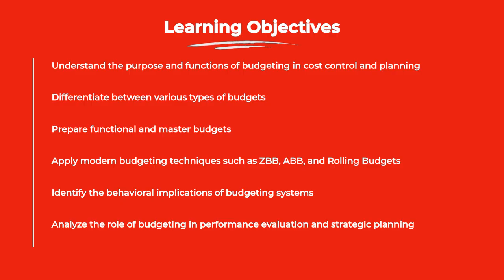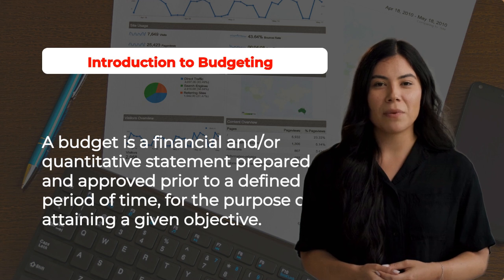By the end of this module, you will be able to understand the purpose and functions of budgeting in cost control and planning, differentiate between various types of budgets, prepare functional and master budgets, apply modern budgeting techniques such as ZBB, ABB, and rolling budgets, identify the behavioral implications of budgeting systems, analyze the role of budgeting in performance evaluation and strategic planning.